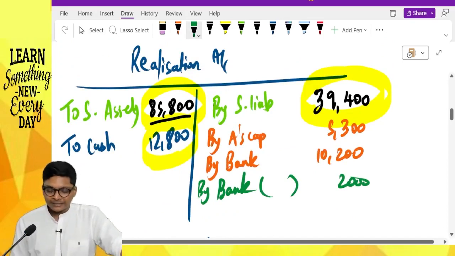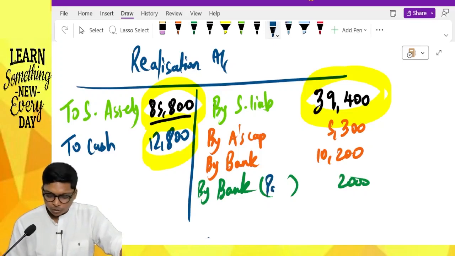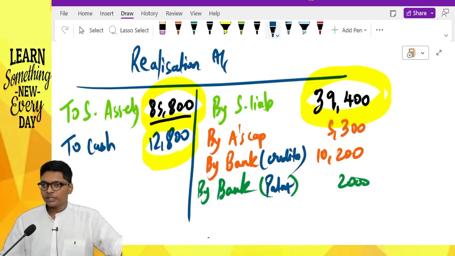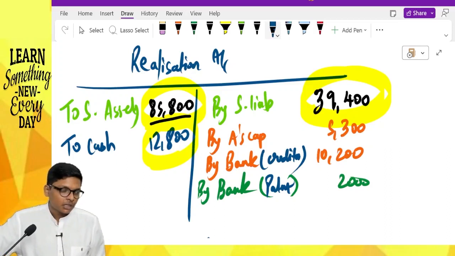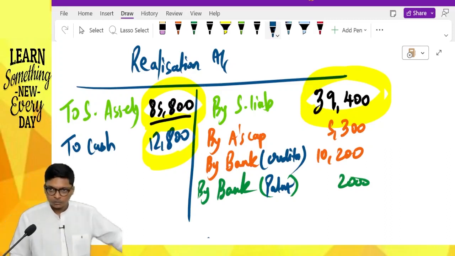In bracket, write down what again. Already we have 2 credits. You will be confused. So here I can write down patent. Here I can write down creditor. So that you don't get confused later, which one you missed or which you didn't miss. Done, guys. So done. Okay.